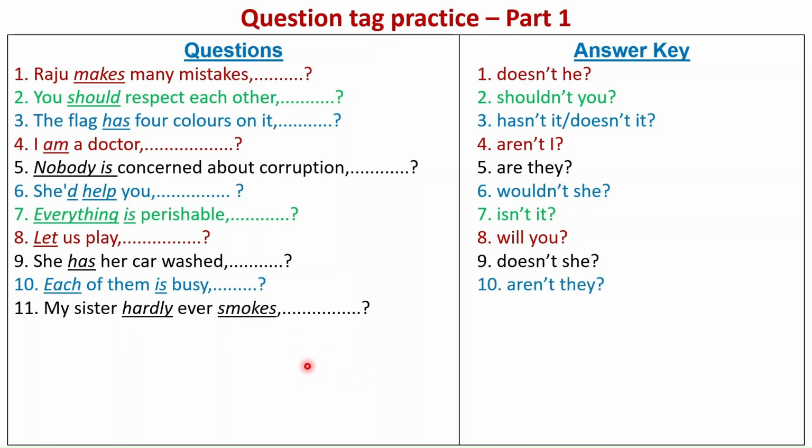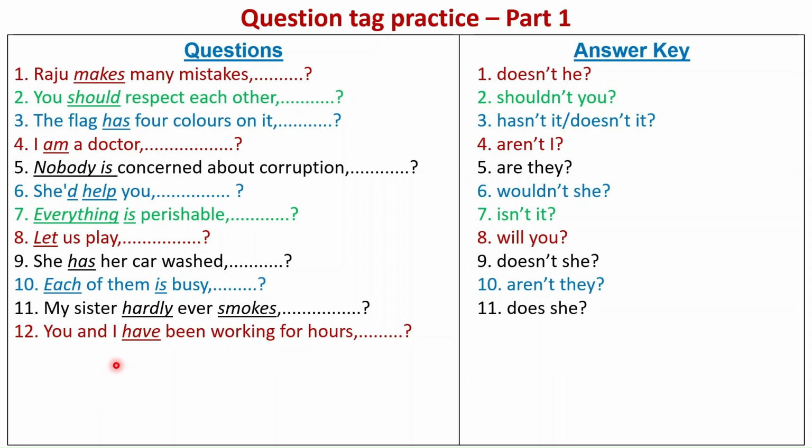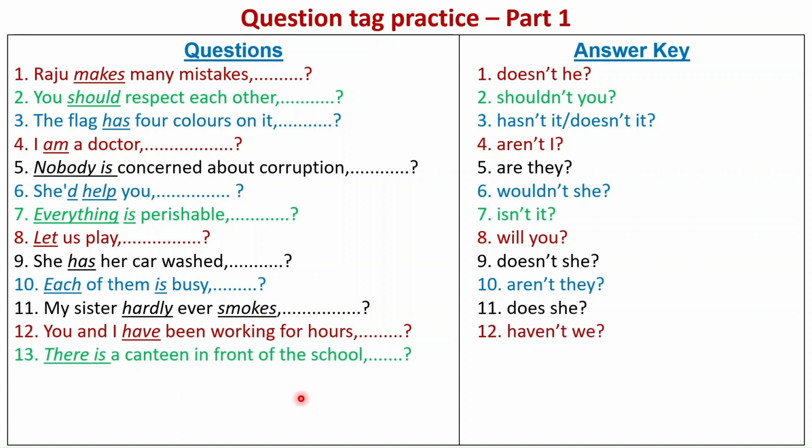My sister hardly ever smokes. Hardly makes the sentence negative, therefore with V5 we have to use does she? You and I. You and I means we. Haven't we? There is a canteen in front of the school. You know, isn't there? Someone rarely tortures me. Rarely makes negative. Tortures is V5. Therefore, do they?